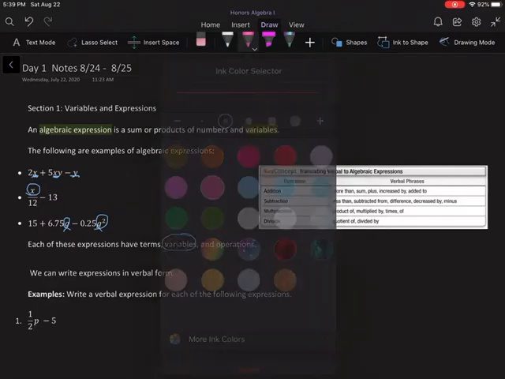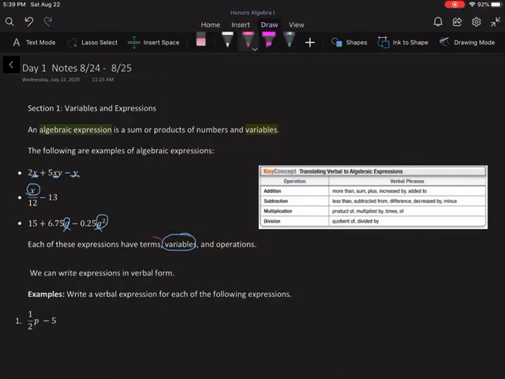Terms. That's just going to be the term with the variable. So this is a term, this is a term, and this is a term, right? This is a whole term, and then this is a term. This 13, negative 13, is considered essentially a constant, okay? And then again, a term here, a term here, and a term here.